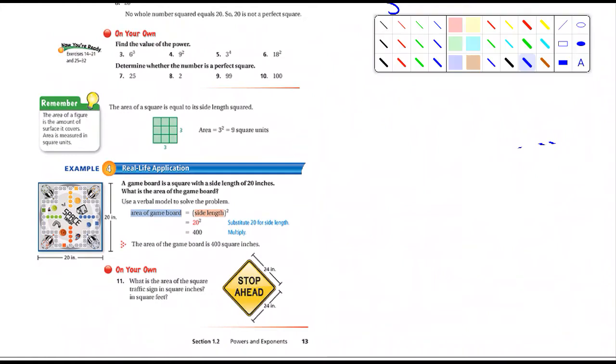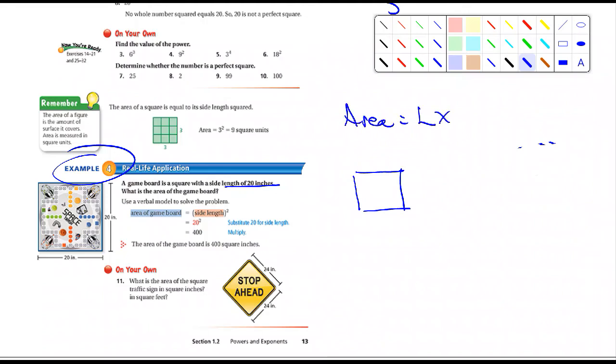So the last example I'm going to look at with you guys here is example 4. It says a game board is a square with a side length of 20 inches. What's the area of the game board? Now remember, the definition of a square means all 4 sides are the same. And how do you figure out area? Area, right. And perimeter, remember that? It's adding all the sides.